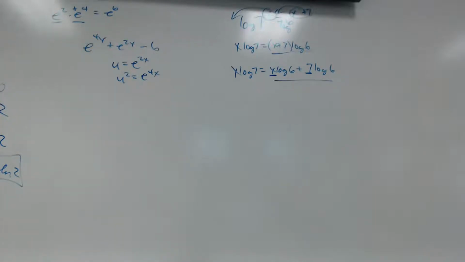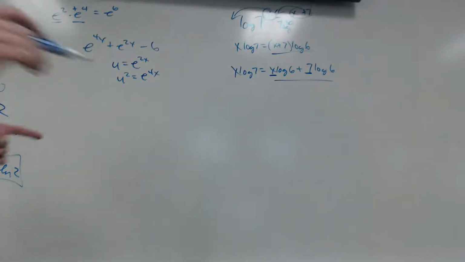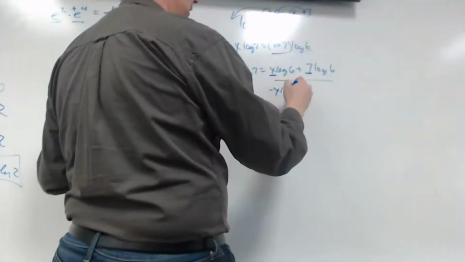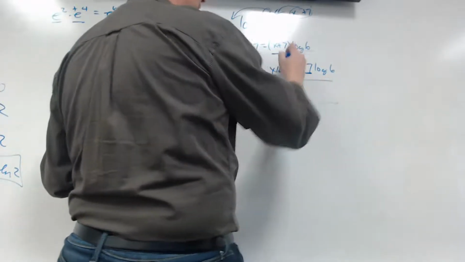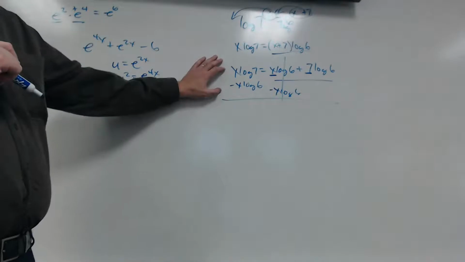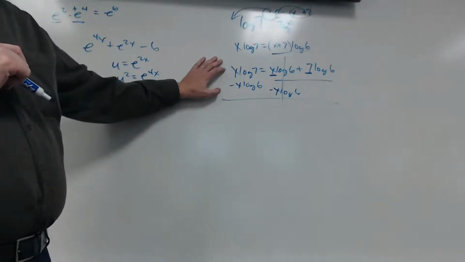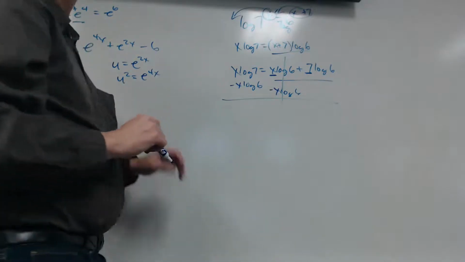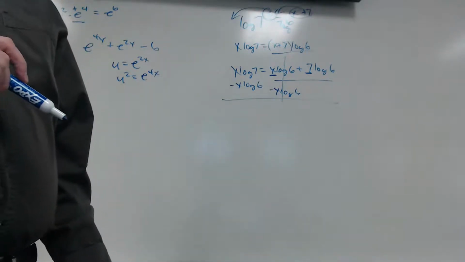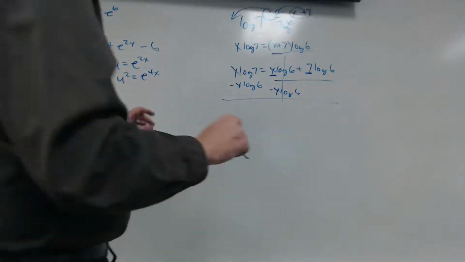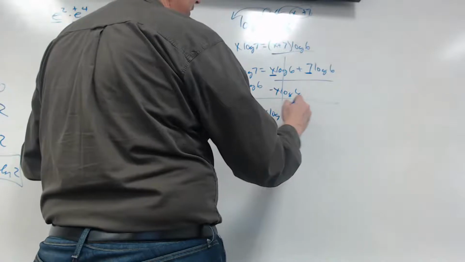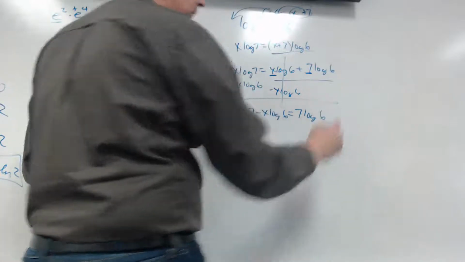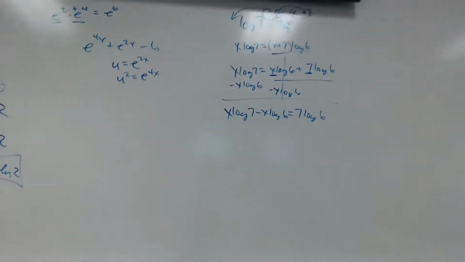Minus x log 6. Okay. Just subtract the x log 6. Let's subtract this one, x log 6 minus x log 6. Now that's going to go away. What does this become? x log 7. Oh good, I was going to say, does it become x log 1? No, good. x log 7 minus x log 6 equals 7 log 6. Okay, now we've got the x's on the same side.